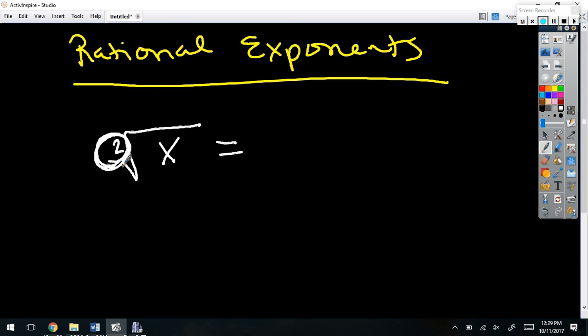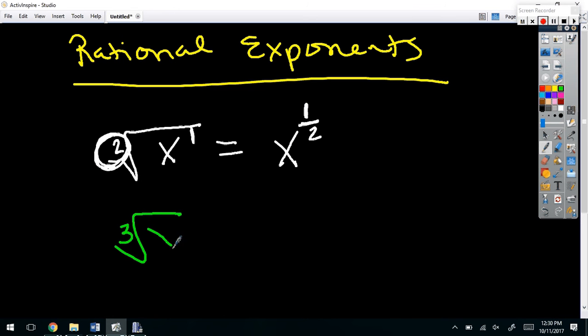The root here becomes the denominator of a fraction here. So what, you may ask, would the numerator be? One. Because the numerator is the exponent. So the root becomes the denominator of the exponent, okay? The reason the 1 is the numerator is because there's an imaginary exponent of 1 there, okay?